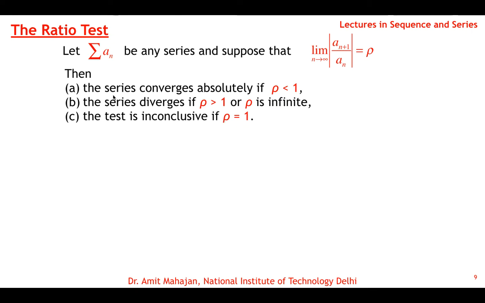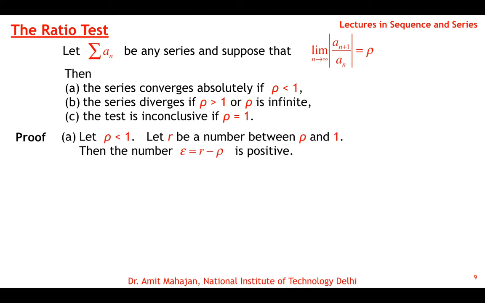So we'll prove this result first. Let us prove the first case, that rho is less than 1. So let this limit be rho, with rho less than 1. Let r be a number between rho and 1. Between rho and 1, let us choose a number r, and then define epsilon to be positive, such that epsilon can be written as r minus rho, because r is greater than rho. So r minus rho is positive.